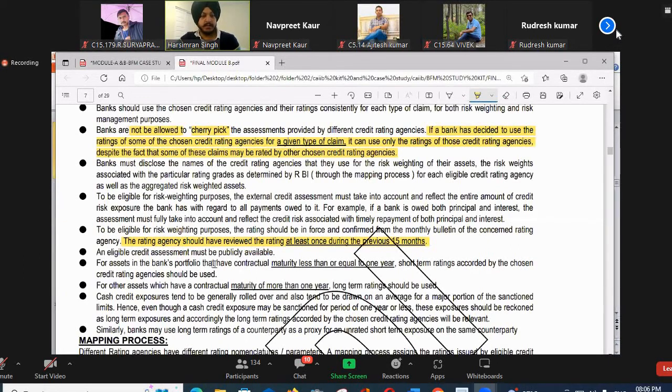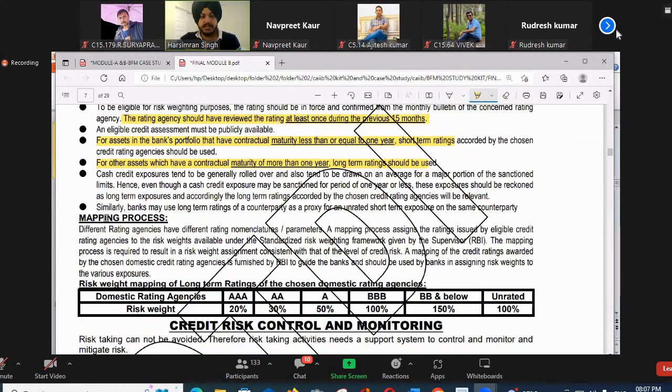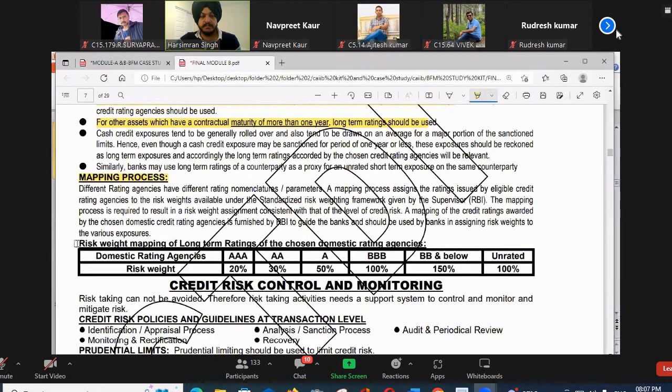For the assets in bank portfolio, which have a contractual maturity less than or equal to 1 year, short-term ratings are used. And for assets where the contractual maturity is more than 1 year, long-term ratings are used. This is the mapping process diagram which you have already done. You have already noted, you have already done an example.